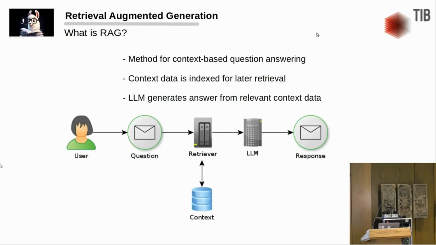So first of all, what is retrieval augmented generation? It's a method for context-based question answering. So instead of asking a question or providing a prompt directly to a large language model, we want to use context data, for example, to answer domain-specific questions.